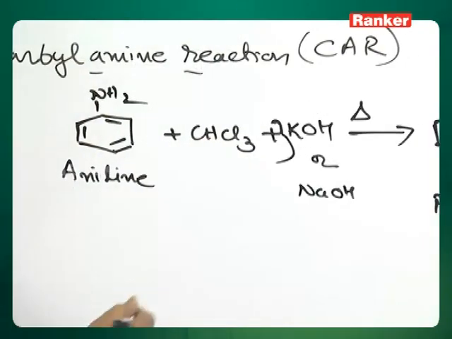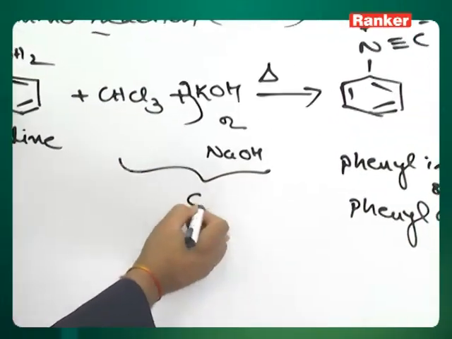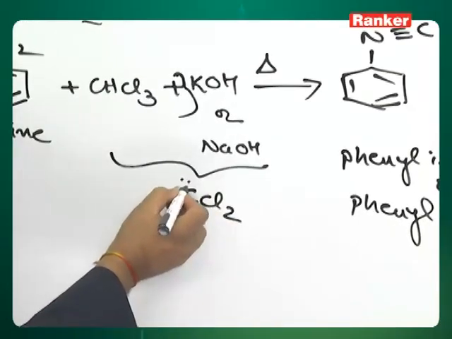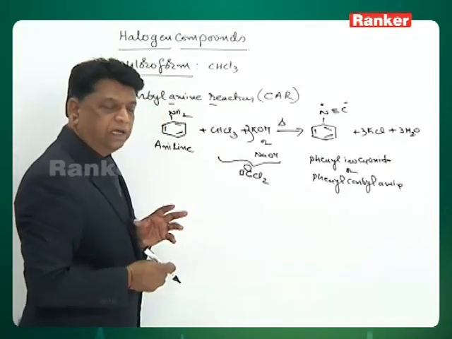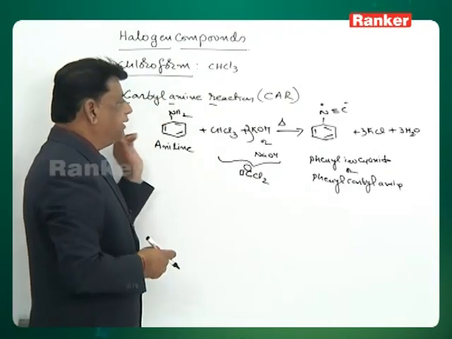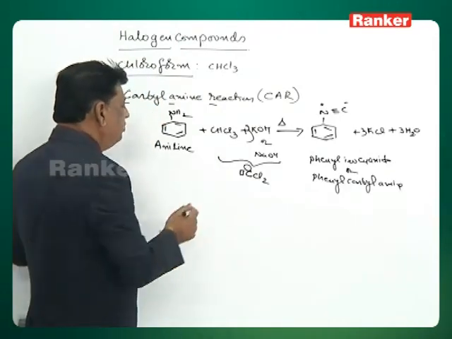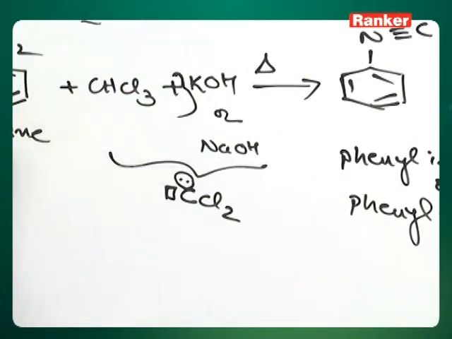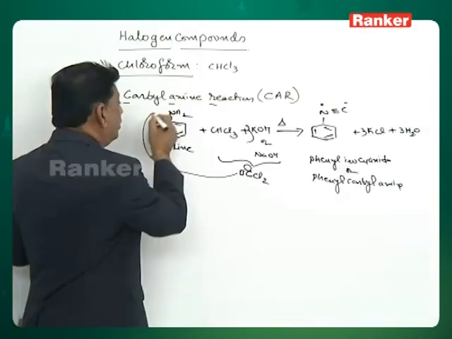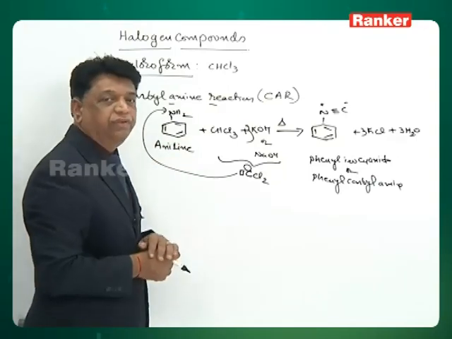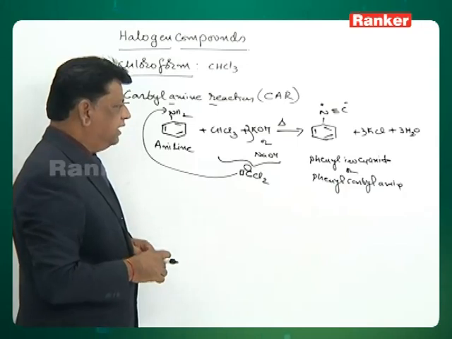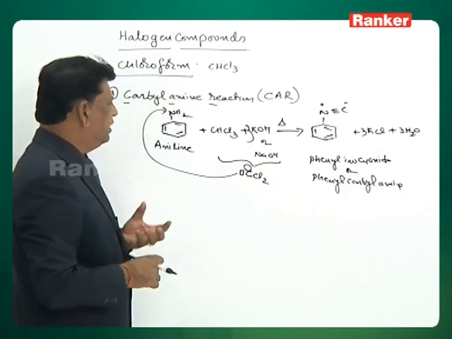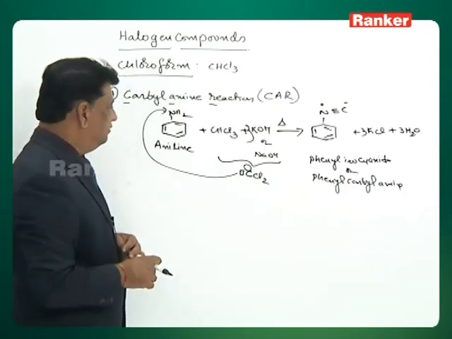In this case also, these two will generate the CCl2, that is a species containing a vacant orbital and a lone pair, called dichlorocarbene. It will be the attacking species as an electrophile, but it is not attacking on this, it is attacking on the nitrogen. Therefore, this type of compound is formed. The mechanism is not that difficult. Relatively, when compared with the Reimer-Tiemann reaction, it is somewhat simple.